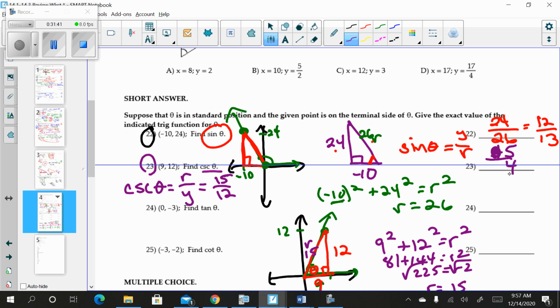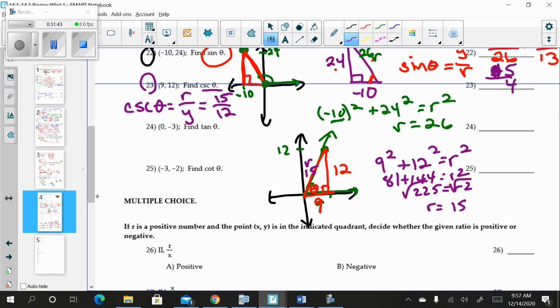All right, we're going to do one more here, and I'm going to let you finish up 25. Let's take a look at 24. (0, -3). So this one's kind of tricky for people. (0, -3), if I graph that, that's actually on the y-axis down here. So my x value is 0, my y value is -3. The angle that we're talking about is this one. It's right on the y-axis.